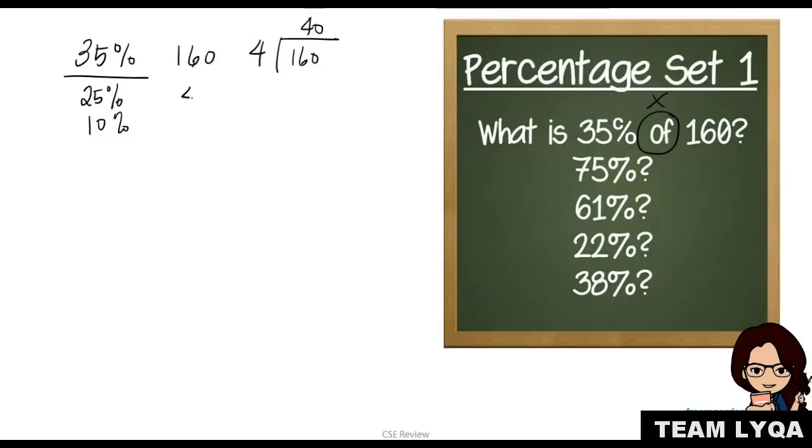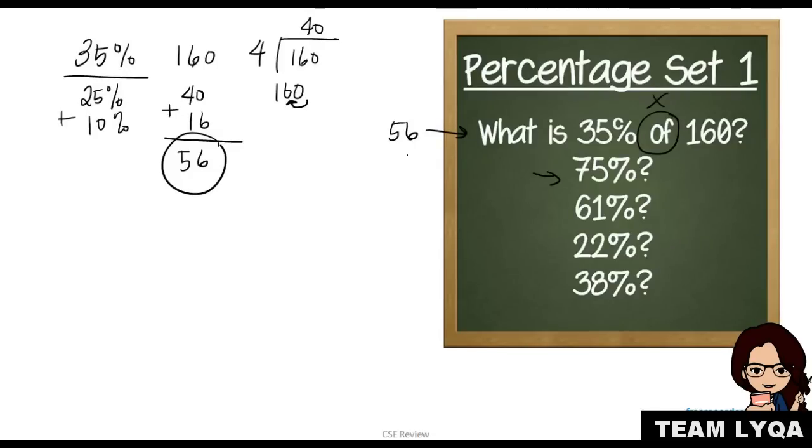So, ang 25% is 40, tapos meron kang 10%, at ang 10% is just 160, i-move mo yung decimal place one step to the left. So, that is just 16. So, 40 plus 16. So, the answer would be 56. So, ibig sabihin, ang 35% ng 160, this is 56.